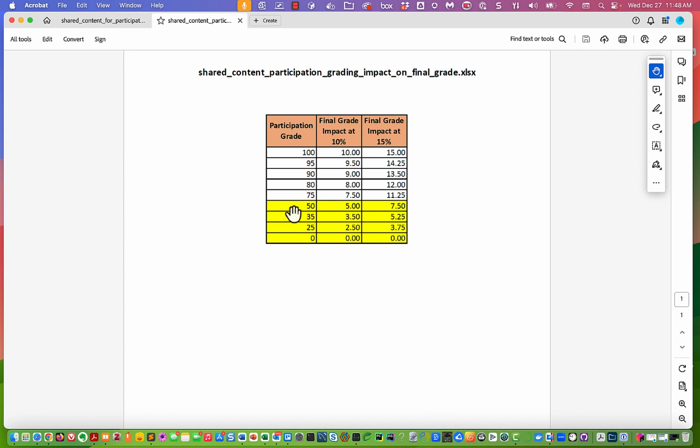So if in fact you only earn 50 points, it's the difference between at 100 getting 10 points and at 50 getting 5 points. Again, that's half of a letter grade. At 15% it has a 7.5. It's the difference between 15 and 7.5. It's a 7.5% impact, and again, that's 3/4 of a letter grade. That's the difference between, I think, an A and a B minus. So you definitely don't want to get down here.